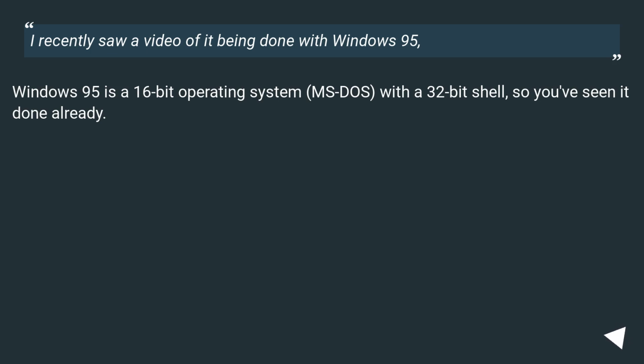I recently saw a video of it being done with Windows 95. Windows 95 is a 16-bit operating system, MS-DOS, with a 32-bit shell, so you've seen it done already.